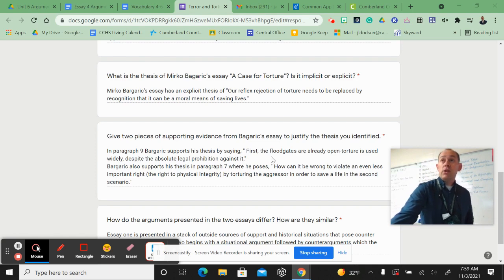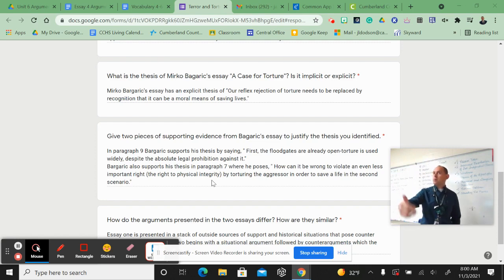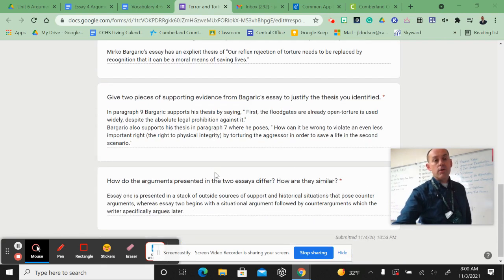So there are rules that govern what you can and cannot do. This essay writer also supports his thesis in paragraph 7 when he poses, how can it be wrong to violate an even less important right, the right to physical integrity, by torturing the aggressor in order to save a life in the second scenario? In other words, it doesn't cross an ethical line because you're torturing someone who's already killed other people, right? They've kind of given up that right. They've given up their expectation of freedom or their expectation of not being tortured in that they have tortured other people. So that's the argument that essay writer is making.